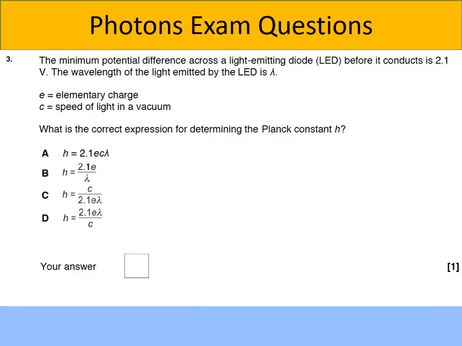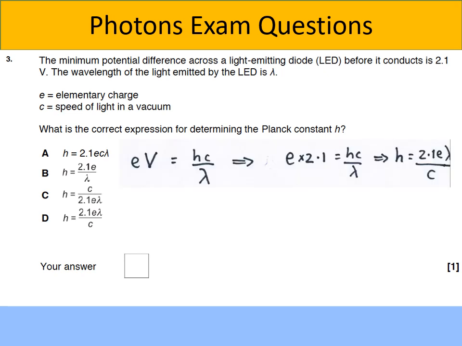Question number three. The minimum potential difference across a light emitting diode, LED, before it conducts is 2.1 volts. The wavelength of the light emitted by the LED is lambda. E is the elementary charge. C is equal to the speed of light in a vacuum. What is the correct expression for determining the Planck constant H?